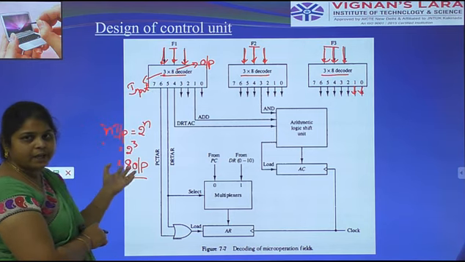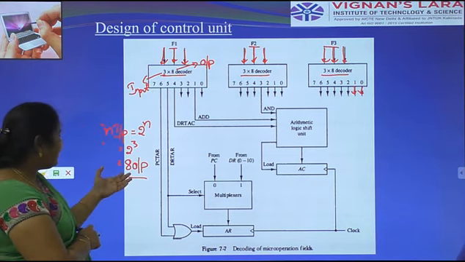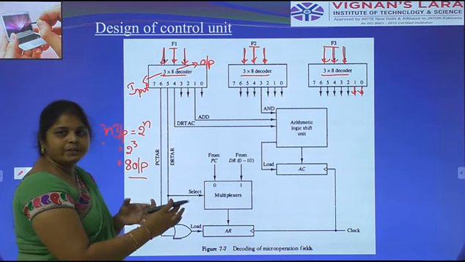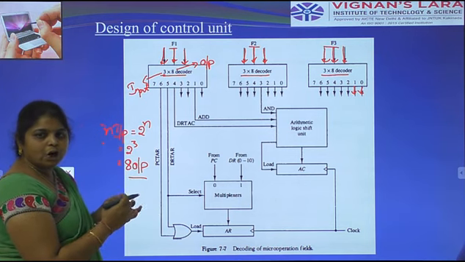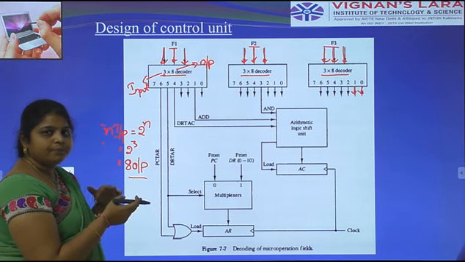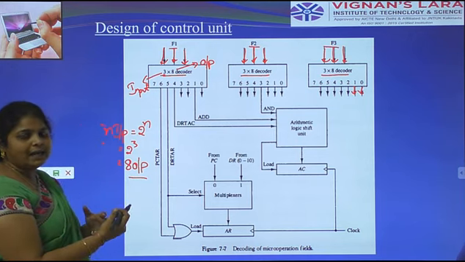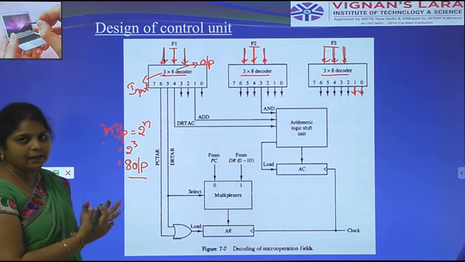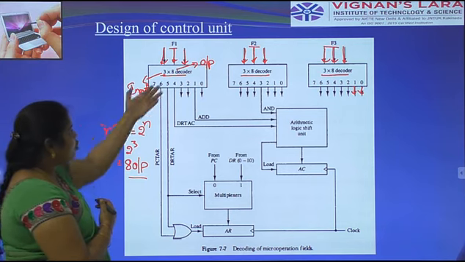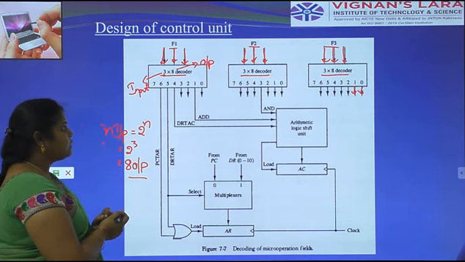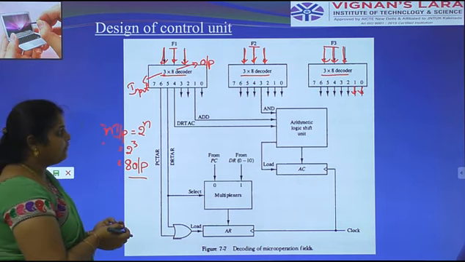We have 3 inputs. 2 power 3 is called 8. Here we have to take for every field 8 outputs. 3 are the inputs and 8 are the outputs. That's why we have to take every field as 3 inputs and 8 outputs. Okay, that's why we call it 3 by 8 decoders. Okay, these are the 3 fields.